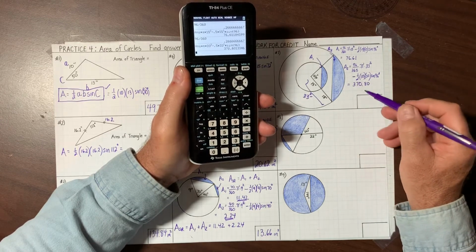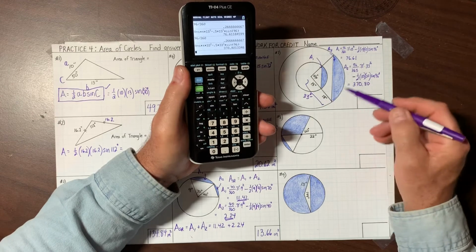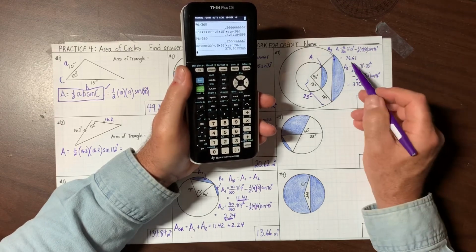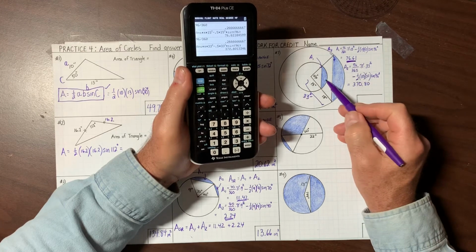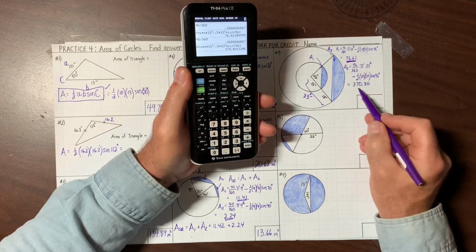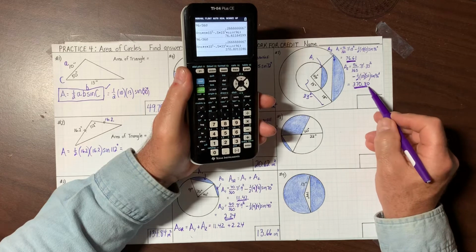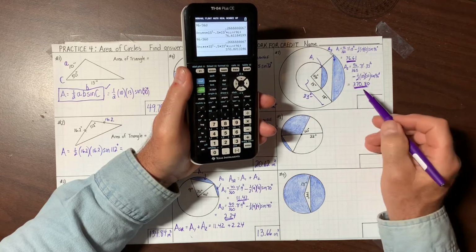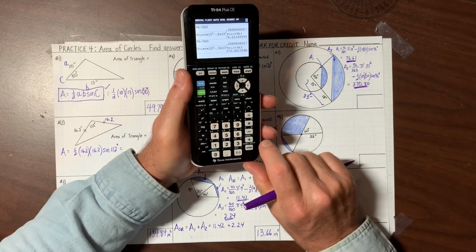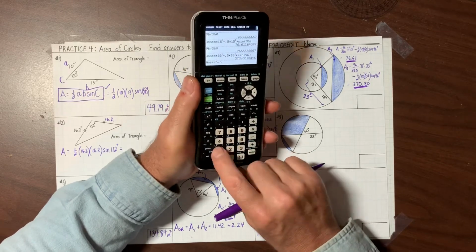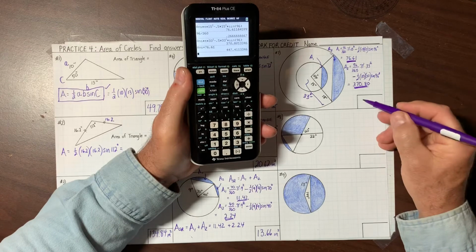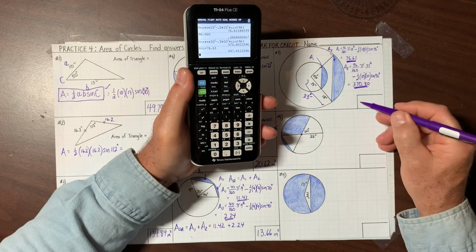My answer for what's the total area that's shaded here is going to be 76.61, the area of the small segment, added to 370.80, which is the area of the big segment. So I'm going to do that right now, plus 76.61, and I'm coming up with 447.41.